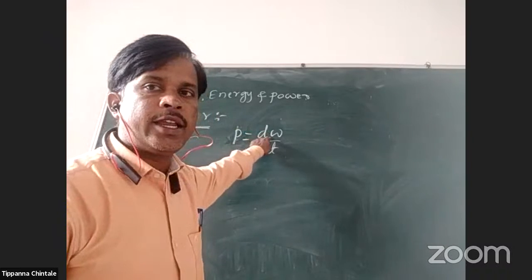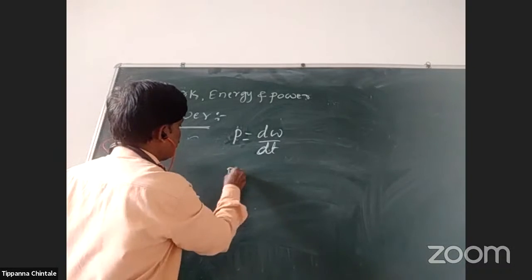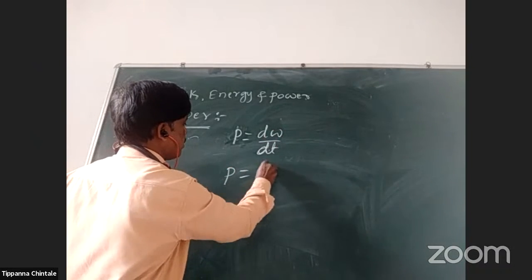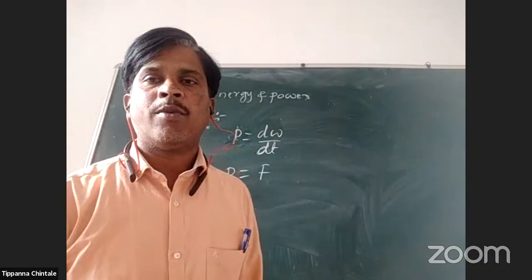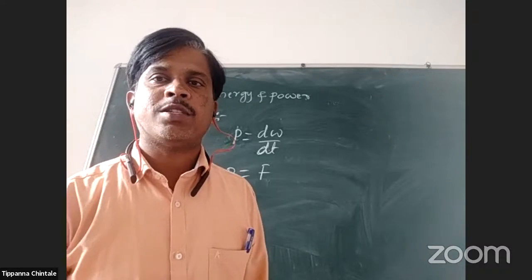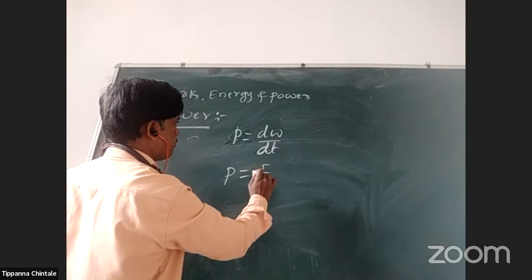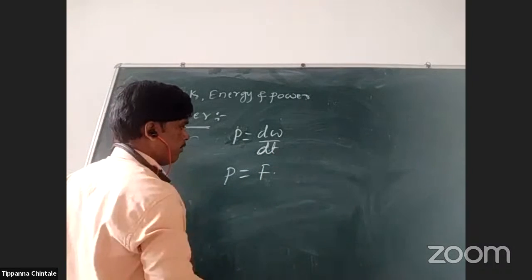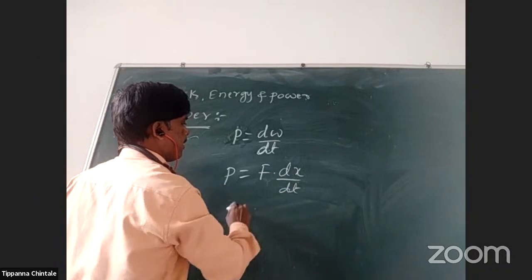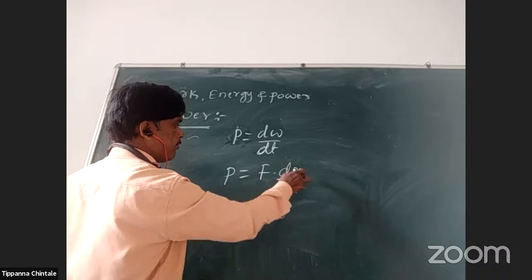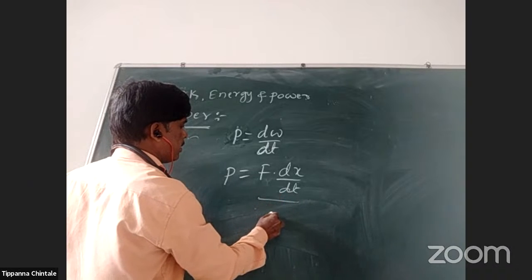Here, dW indicates the work. Therefore, you can write this as P is equal to dW, meaning work. We have learnt already the formula for work. Work is equal to force into displacement. So therefore, work can be written as F into dx, force into displacement in differential form, and divided by dt, so P is equal to F dx by dt.